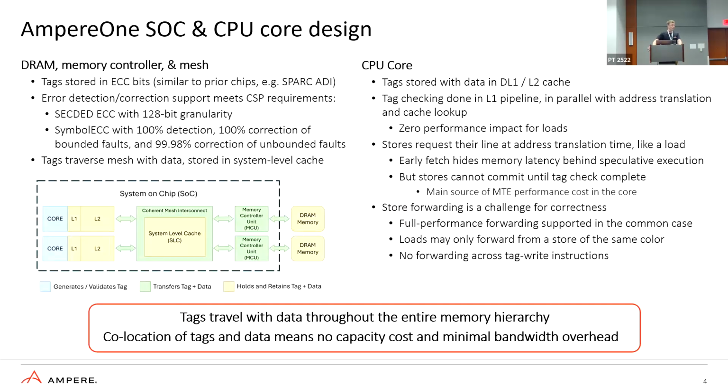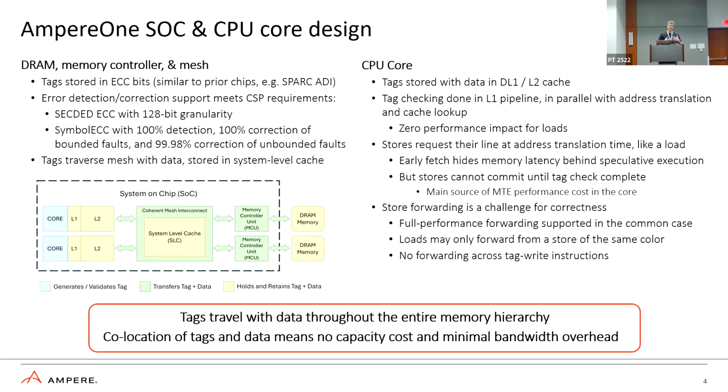I want to call out store forwarding as a particular challenge for correctness. And I know that some implementations of MTE just disable store forwarding for tagged memory. But we really wanted the best possible performance with synchronous tag checking enabled. So we do support full performance L1 latency store forwarding in the common case where the tag of the store and the load that is forwarding to match. If the tags don't match, well, they can't both be right. One of them's going to fault. So we don't allow forwarding for correctness, but also who cares about performance because you're just about to take a fault.